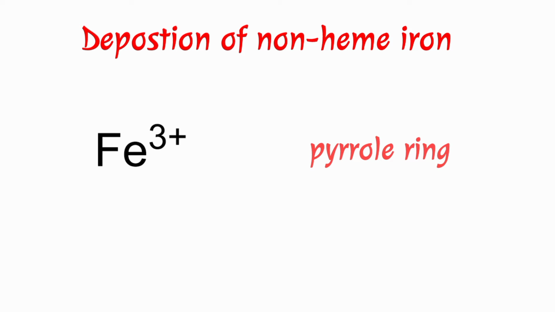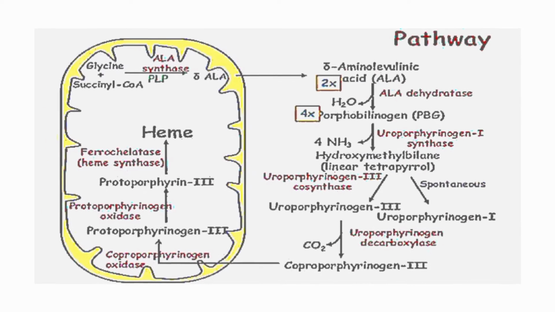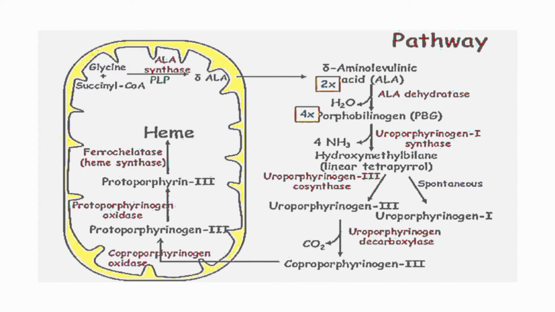But how? For this we have to look into the pathway of heme formation. Heme formation is a process that starts in the mitochondria and ends in the mitochondria. It starts with importing glycine, a non-essential amino acid, meaning the body can produce it on its own, and it gets combined with succinyl-CoA, an intermediary product of the citric acid cycle. They both form aminolevulinic acid in the cytoplasm.